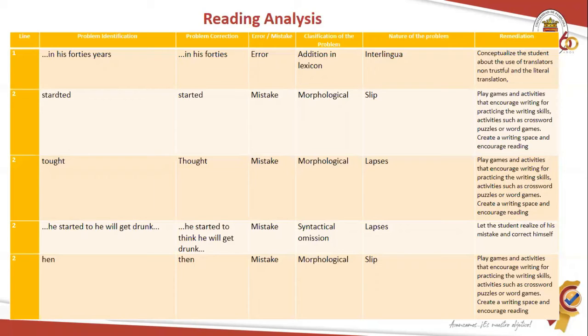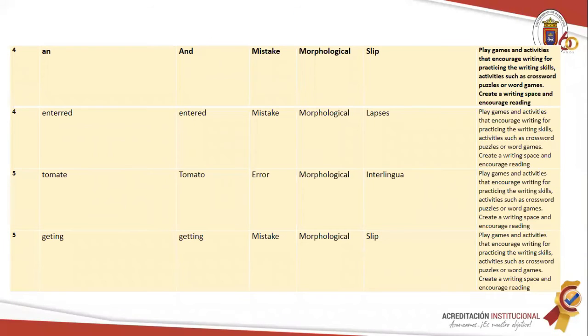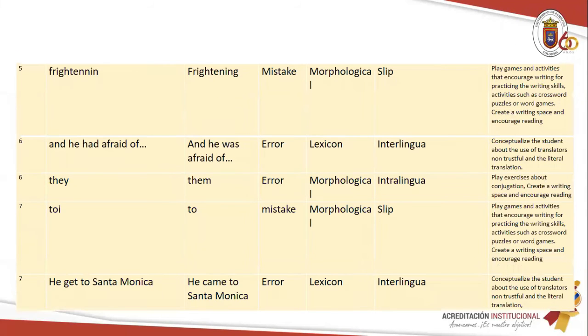Here in Earth, we also have the fifth one, tomate, and the correct one is tomato. This is also interlingual because he just typed it in Spanish. Just the change of a little morpheme can do that.